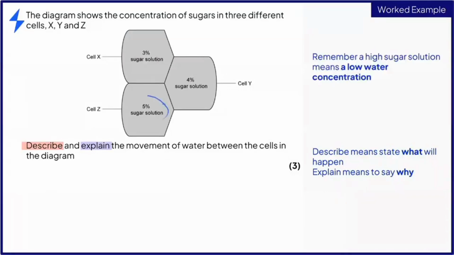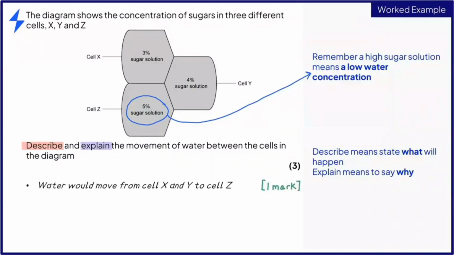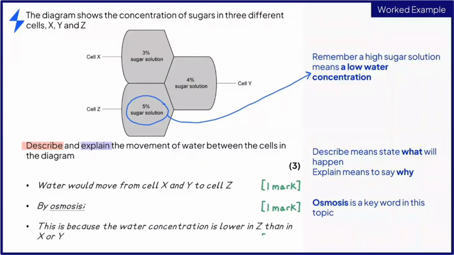Remember that if the solute concentration is high, the water concentration will be low, so cell Z has the lowest water concentration. To obtain all 3 marks here, you must describe that water moves from the cells with the highest water concentration, X and Y, to the cells with the lowest water concentration, Z. As we are describing osmosis, it is important to include our key word. Finally, we need to explain why the water moves in this way. This is because the water concentration is lower in Z compared to X or Y.